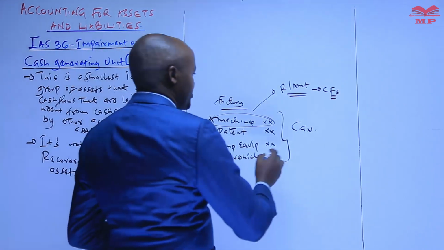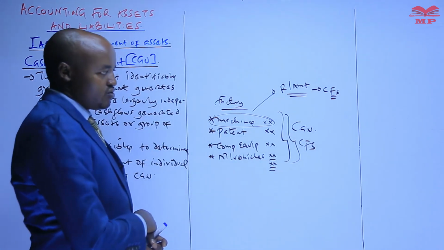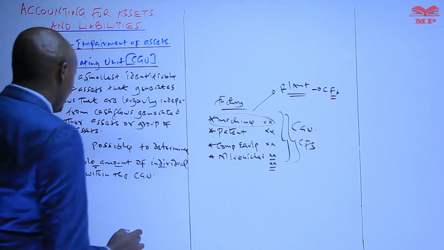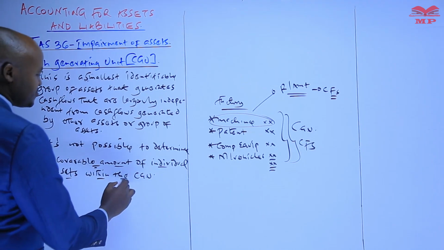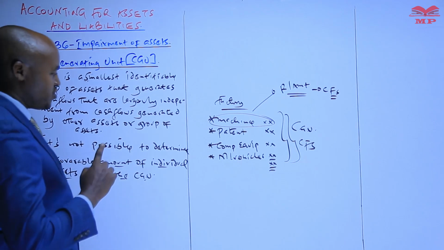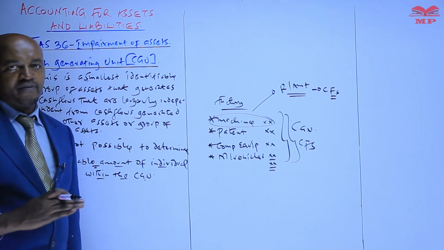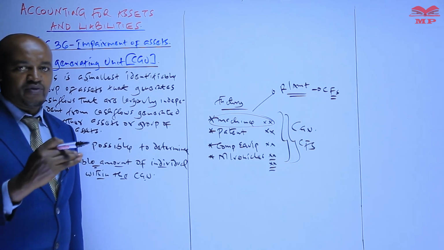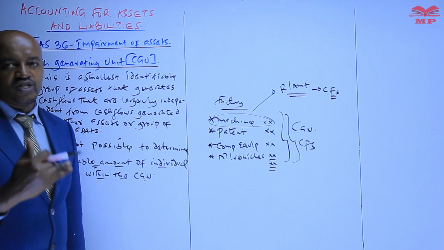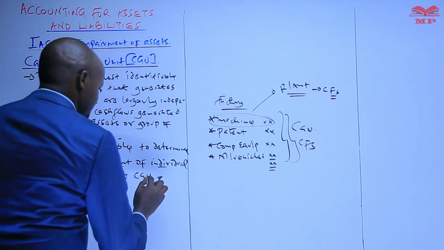We are saying the machine itself cannot or does not generate cash flow on its own. The cash flow which is generated is generated by all these particular assets as a group. That's why we are saying it is not possible to determine the recoverable amount of an individual asset within the cash generating unit. So instead, what we do is determine the recoverable amount of the cash generating unit, and further we go ahead and determine the impairment loss equally of the cash generating unit.